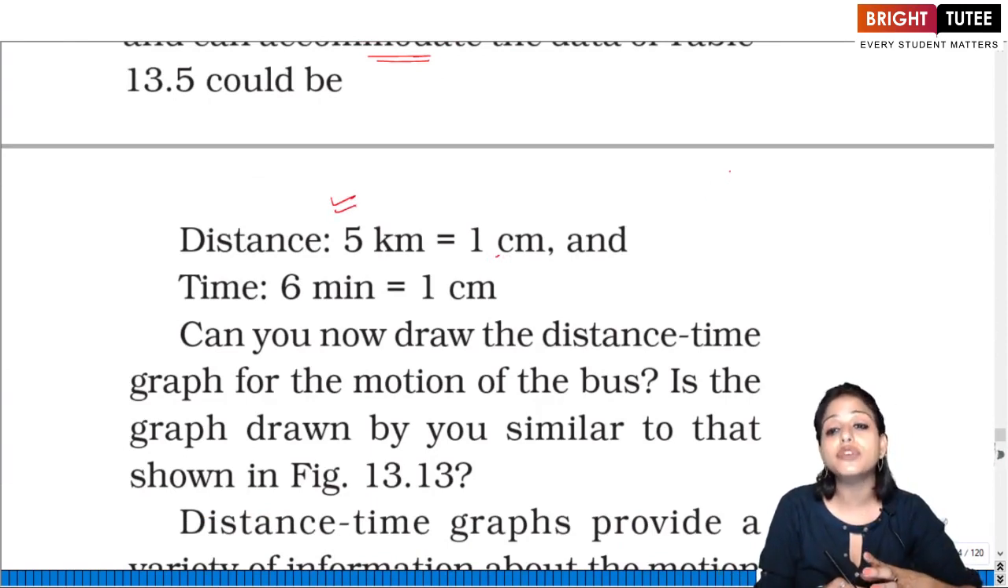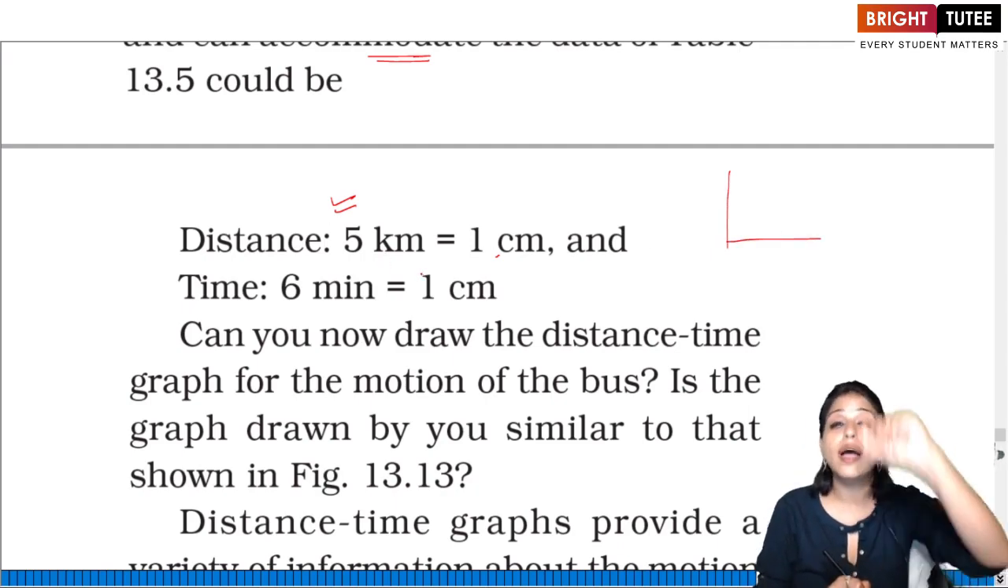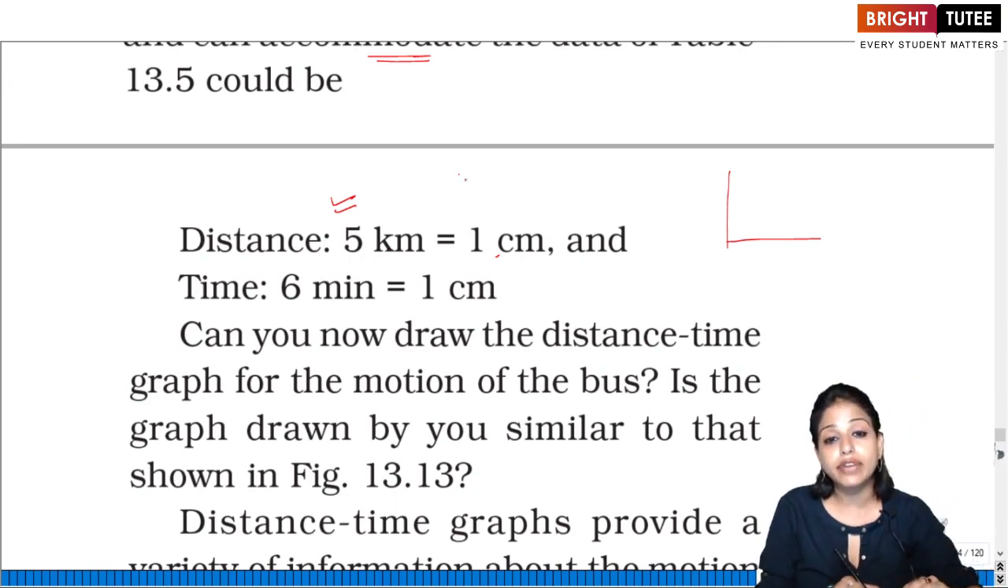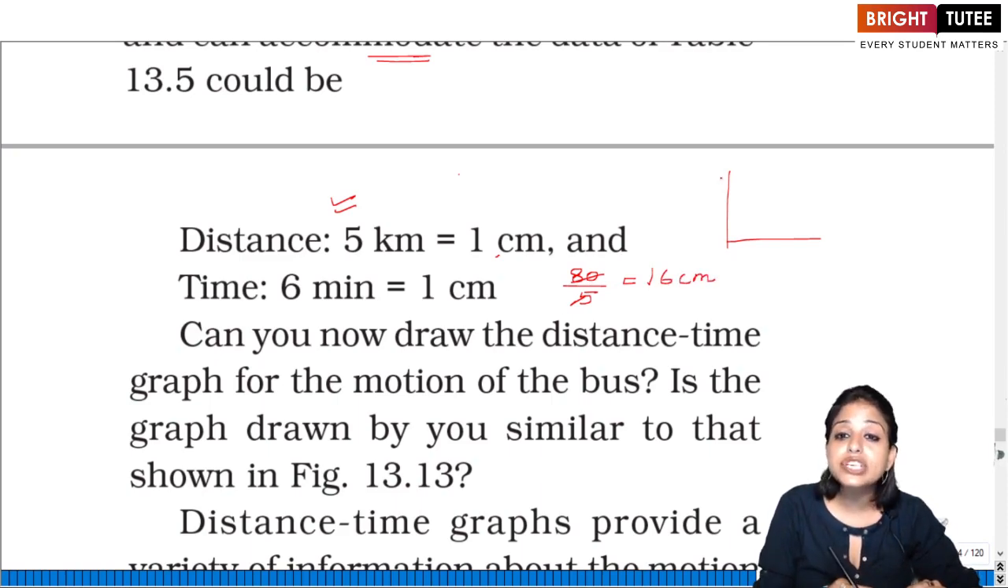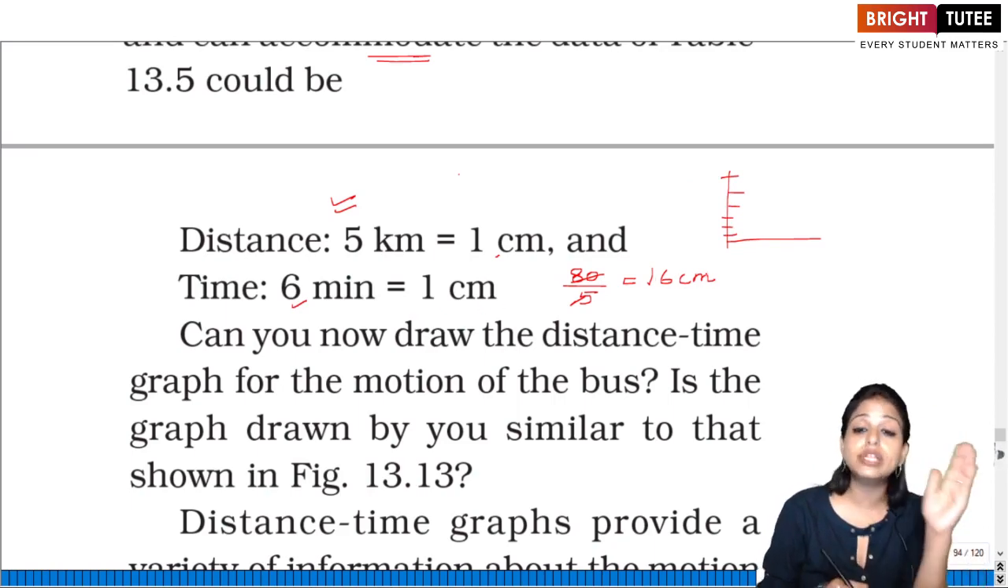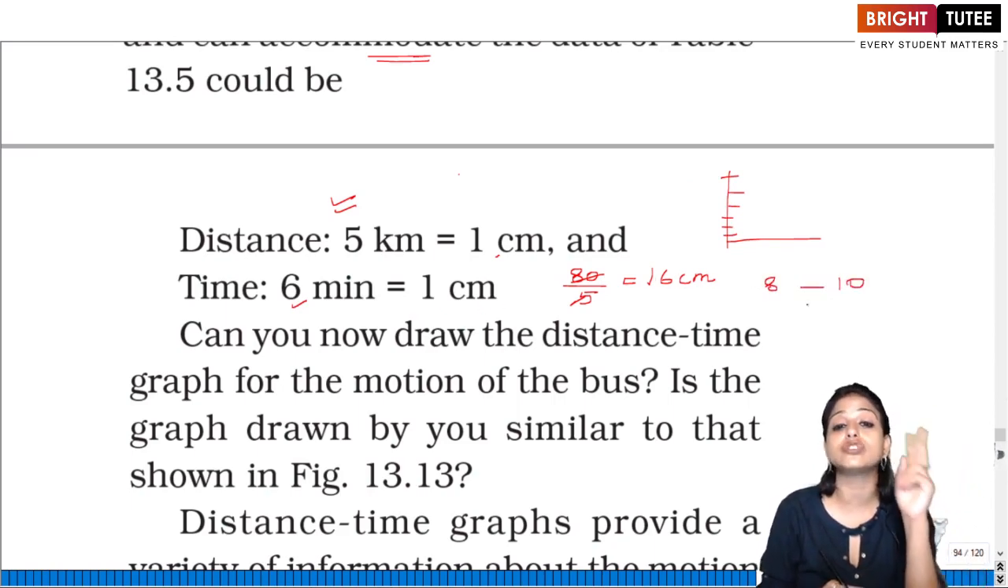Why? Because if my 5 kilometers are 1 centimeter, to show 80 kilometers, I will be using what? 80 kilometers divided by 5 will give me 16 centimeters, which is very easily accessible in the 25 centimeter graph. Similarly, if I show 6 minutes by 1 centimeter, then again, to show the time between 8 to 10, that is 2 hours, it becomes easy or not.